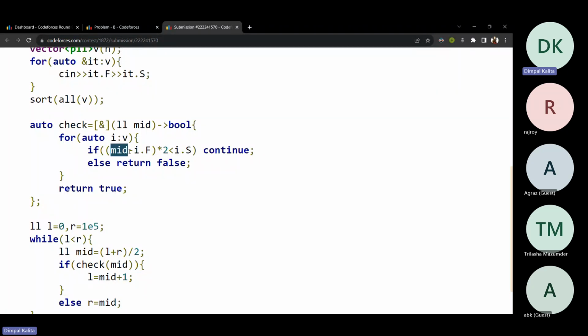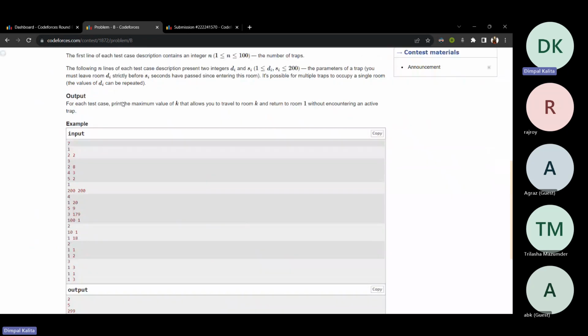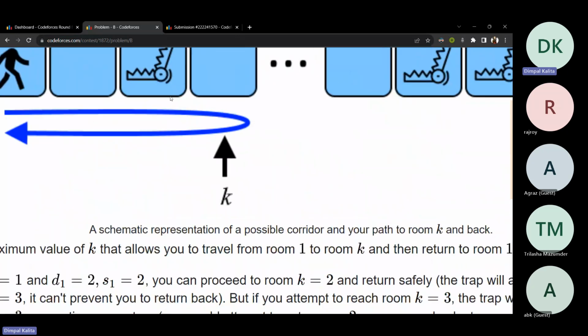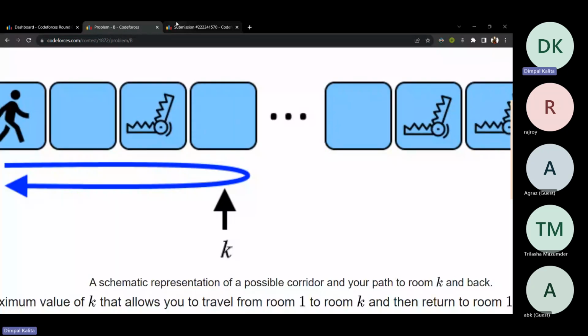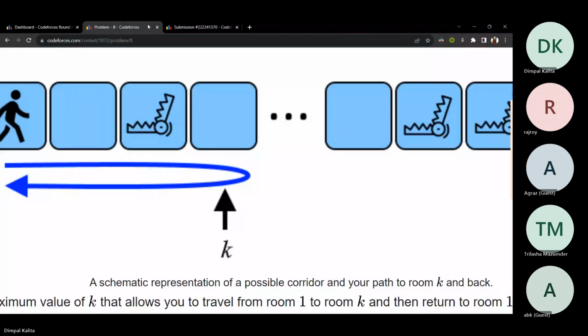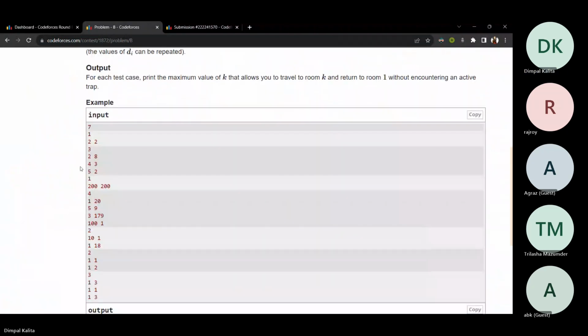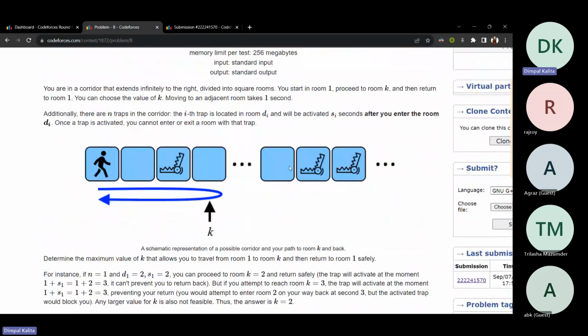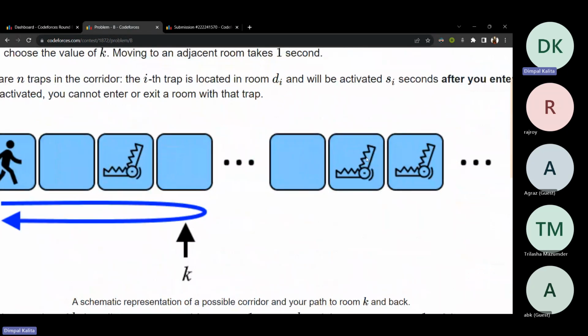That will be the value of K till where I am going, because if I am going till here and the trap gets triggered here, I have the remaining gap of 1 index only, and that into 2. I multiply this because I have to go and return, and that time should be less than the triggering time of the trap. And this is the index of the trap. I should be able to go here and return here.